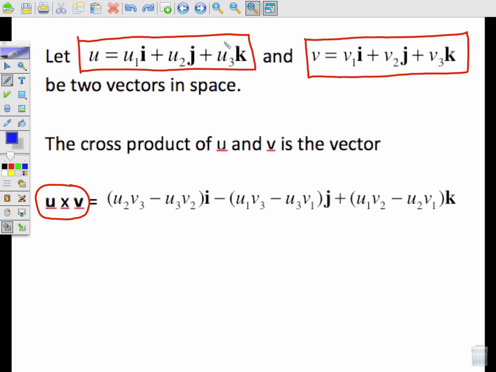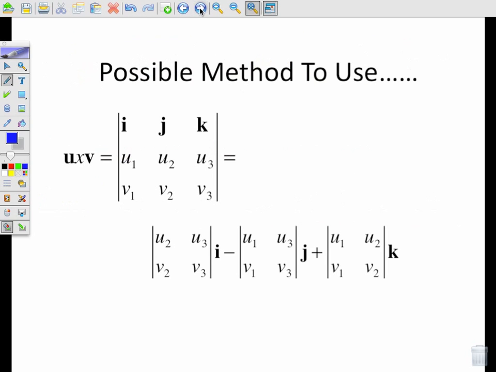You're taking out the third component and you're doing u1 times v2 minus u2 times v1. So you do all the cross products of the pieces that are left. I have another way to show you that might be helpful besides this formula, but do take some time to write that down. Here's a possible method to use.